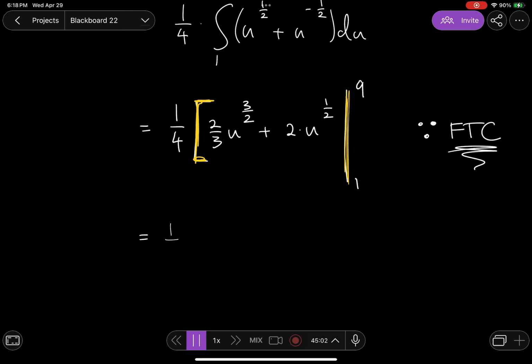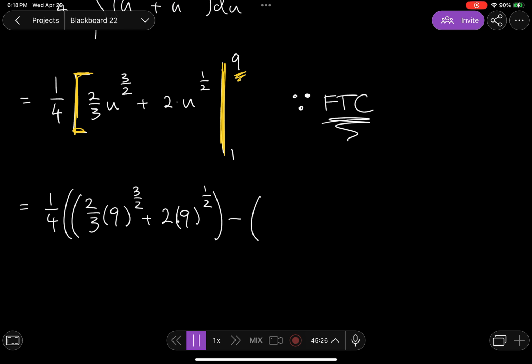Well, that's the same thing as 1/4 in parentheses. What I'm going to do is rewrite this function, 2/3 something to the 3/2 plus 2 times something to the 1/2. And what I'm going to first plug in is 9. Close parentheses, subtract the same thing. So that's going to be 2/3 times something to the 3/2 plus 2 times something to the 1/2. Close parentheses. It's just this time I'm going to plug in that 1. Let's see how this simplifies.